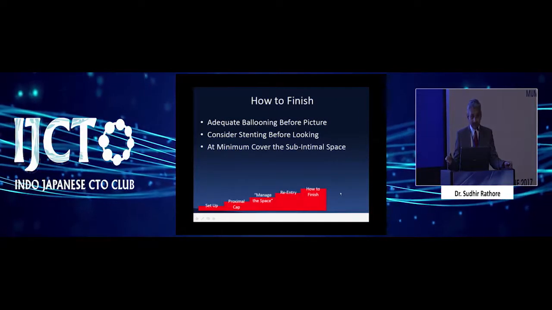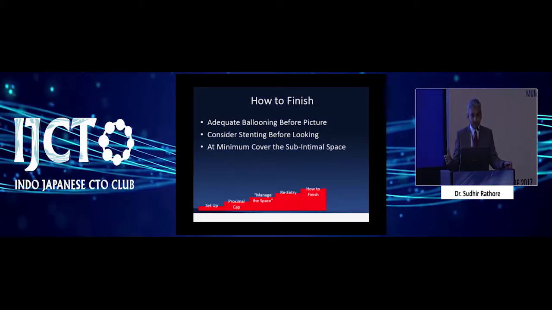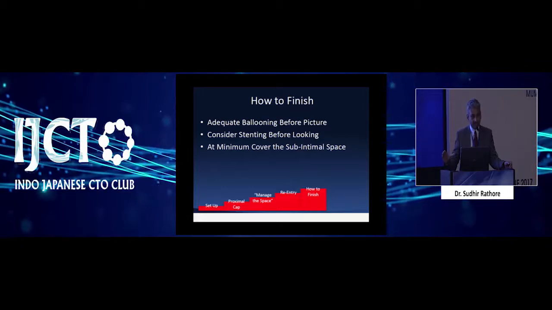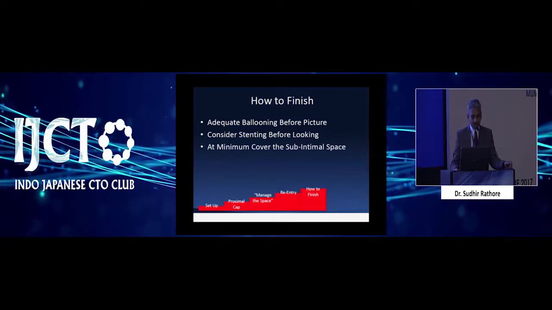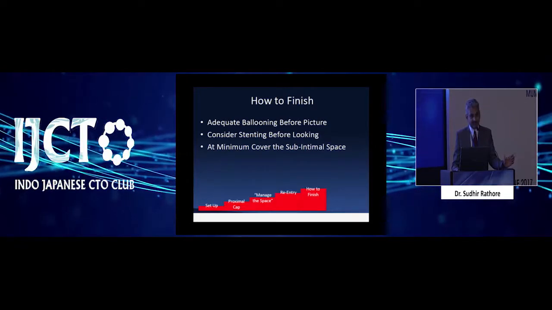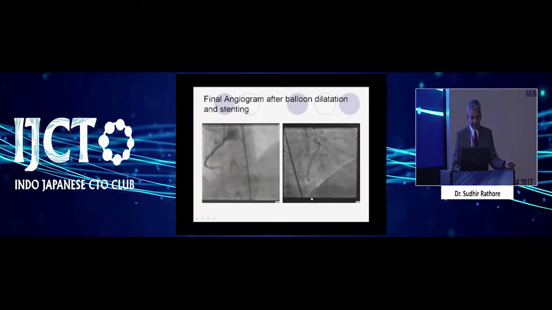Adequate ballooning before the picture is taken from the antegrade guide. Consider stenting before looking, because you know that you are in the distal true lumen before the bifurcation and you are in the true lumen proximal in the artery. And at least when you put the stent, you should cover the subintimal space and a little bit longer to successfully complete the procedure. In the interest of time, I will just show you the picture.